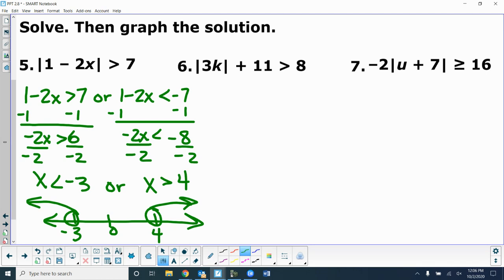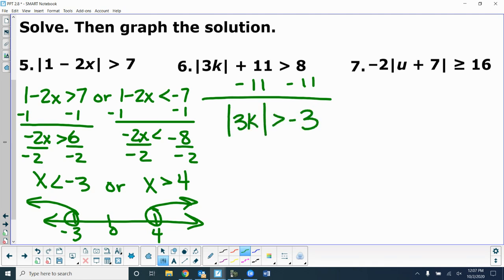Okay. Cole, what do I do for number 6? We subtract 11. Very good. You've got to subtract 11 first. Did you guys remember that? Very good. Okay, you have to get the absolute value part isolated like we just did before we write our 2 problems. Then what happens in this one? What do you notice?